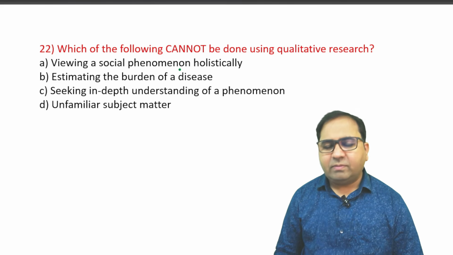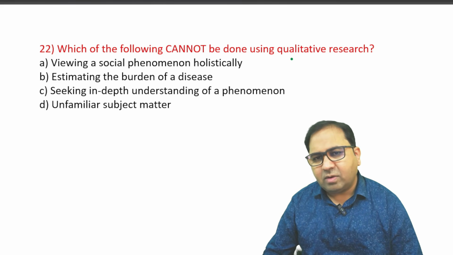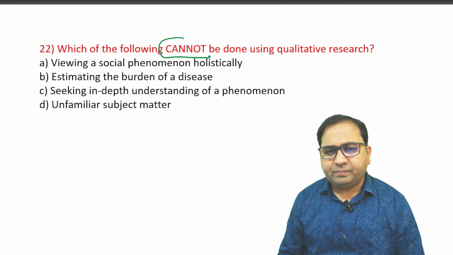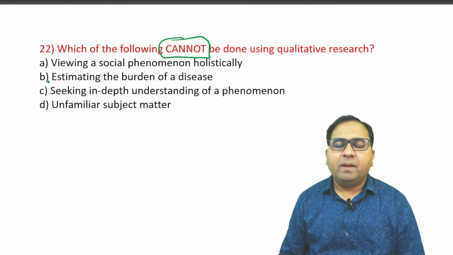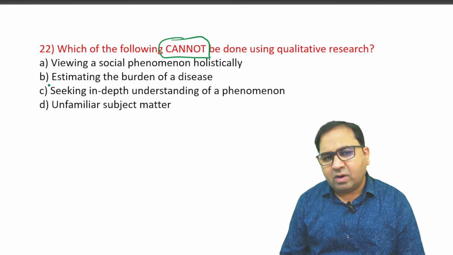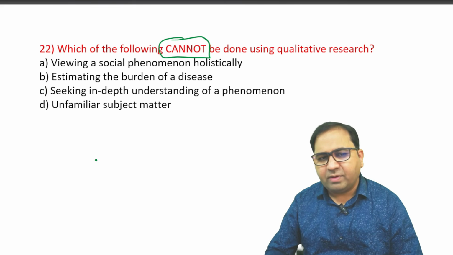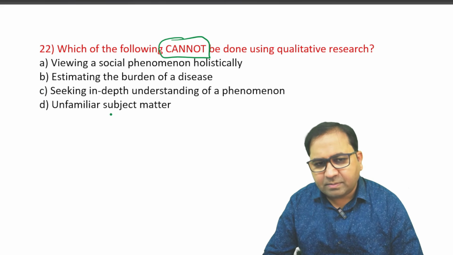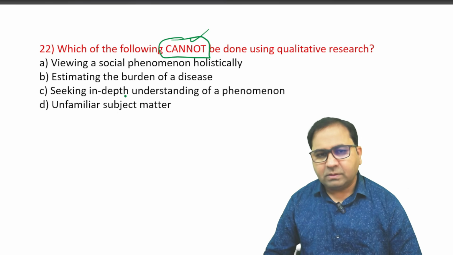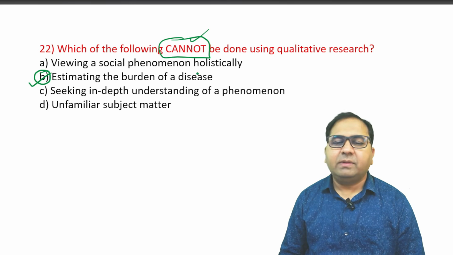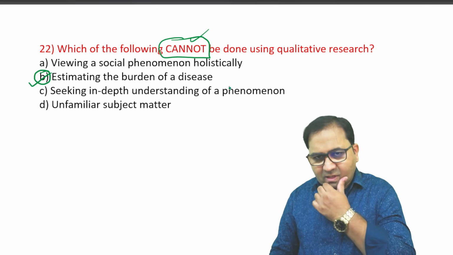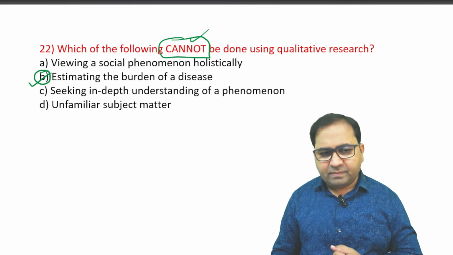Next question. Which of the following cannot be done using the qualitative research? Cannot be done. Options are A. Viewing a social phenomenon holistically, B. Estimating the burden of a disease, or C. Seeking in-depth understanding of a phenomenon, or D. Unfamiliar subject matter. So which of the following cannot be done with the qualitative research? The answer for our question is option number B, that is estimating the burden of the disease. Estimating the burden of the disease cannot be done using the qualitative research.